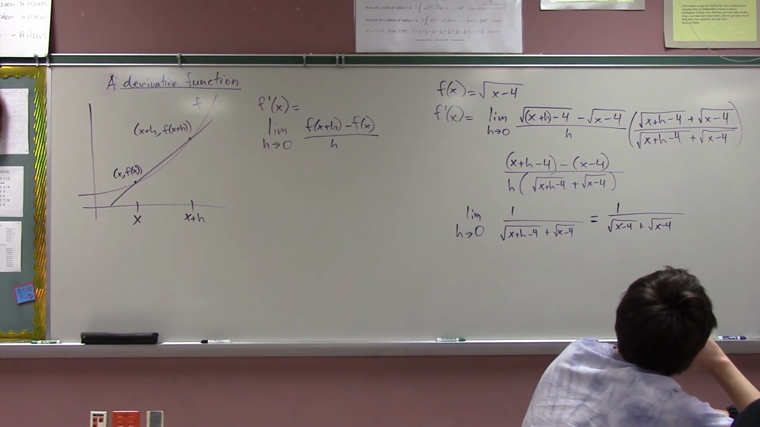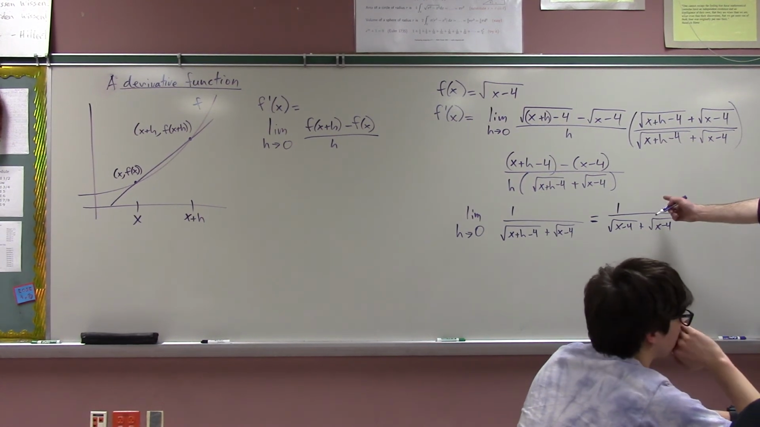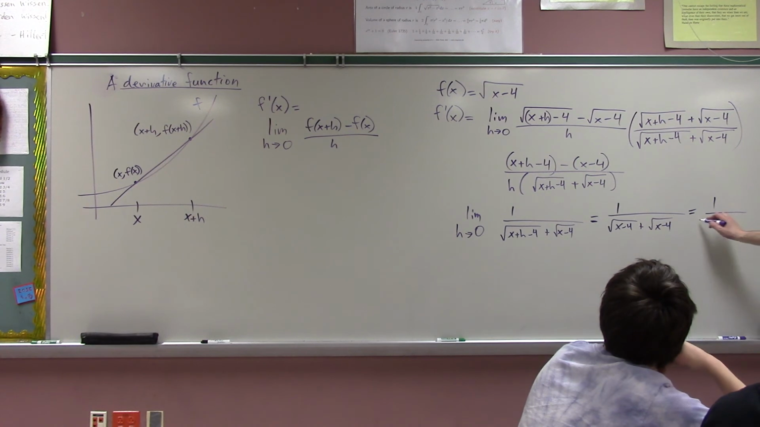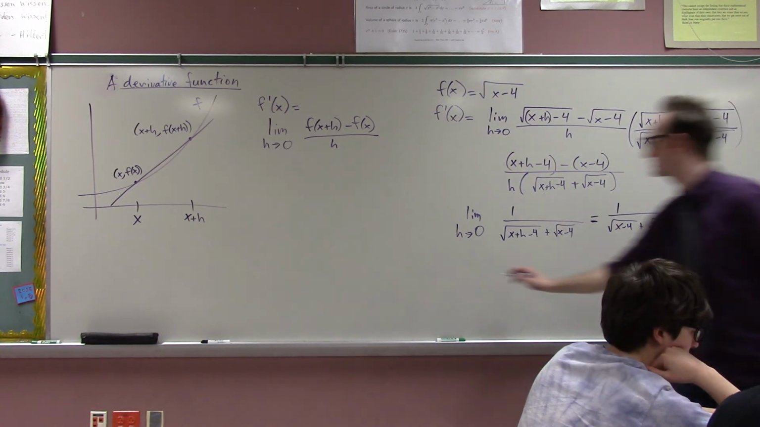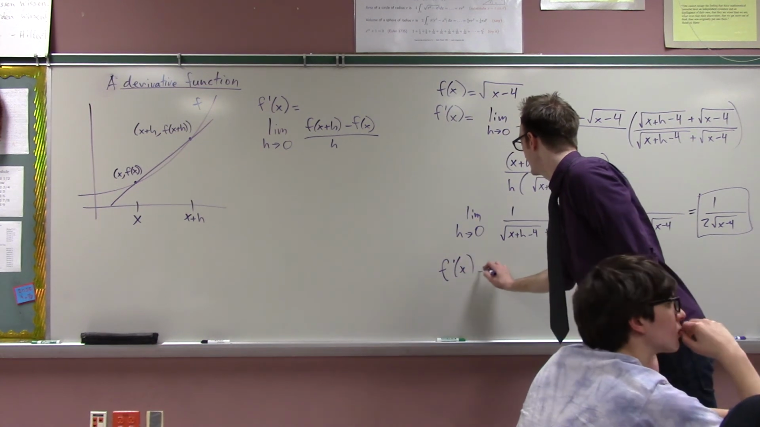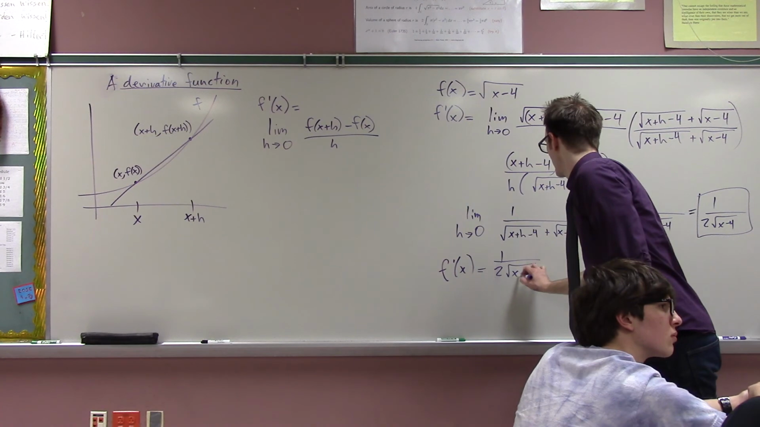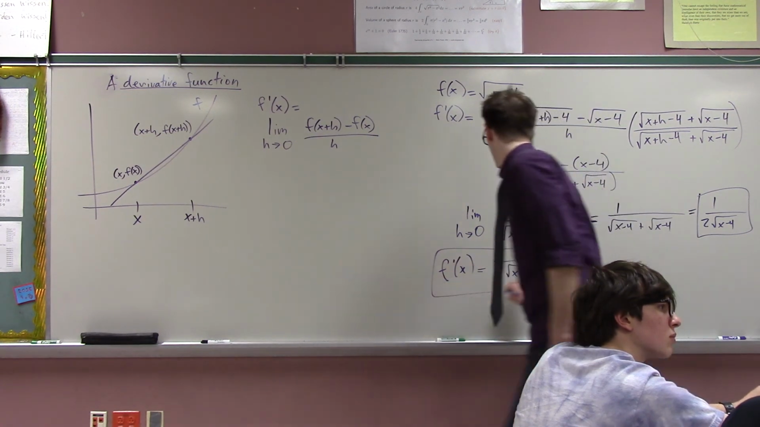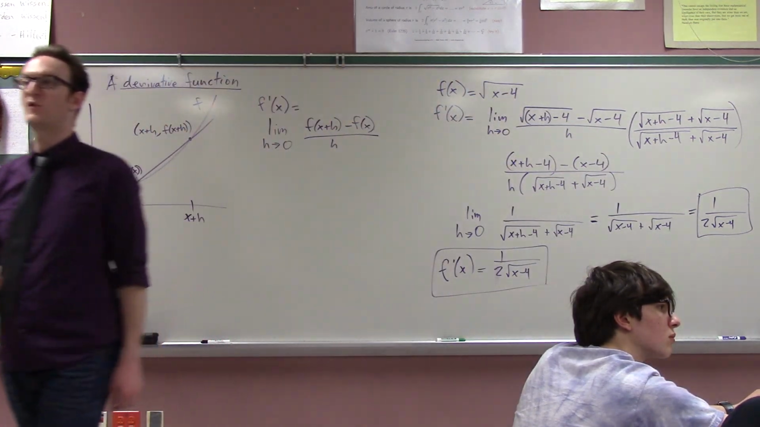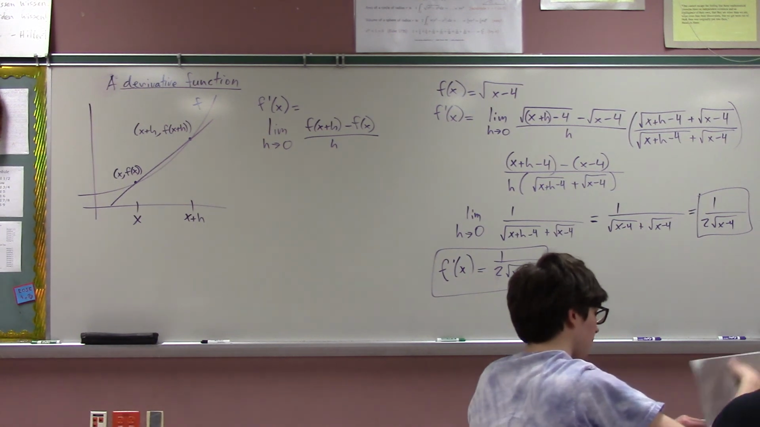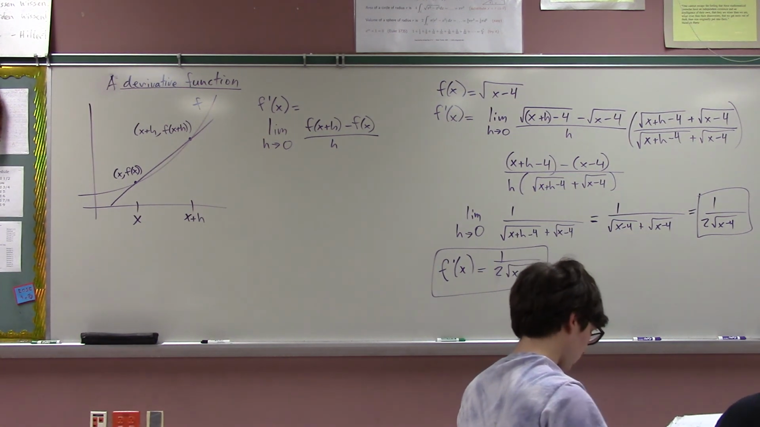Okay, that was a little bit rushed. Eric, we good? You got that? Yeah, so the final answer is 1 over 2 root x minus 4. And when people say the derivative of this function is 1 over 2 root x minus 4, what they mean is now this is a formula which, anytime I plug in an x, will give me back the derivative.